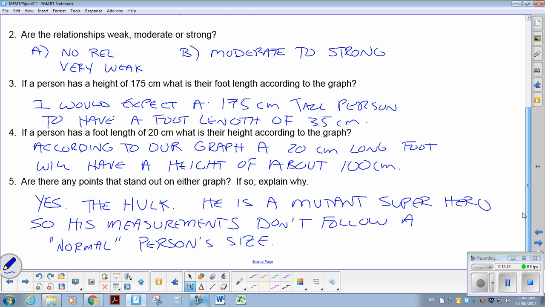Now, mine's pretty obvious, being the Hulk, but there are different reasons for that. So you got to go back, look at the outlier, and try to figure out why is it an outlier? What's the reason? Was it measured incorrectly? Was there a flaw in the experiment? Did someone not pay attention? You know, there's a whole bunch of reasons for that. So anyway, there is your lesson on scatter plots.